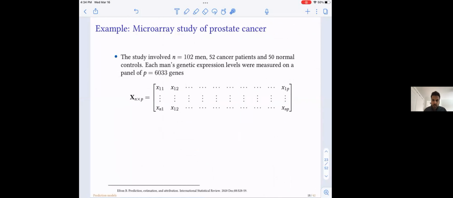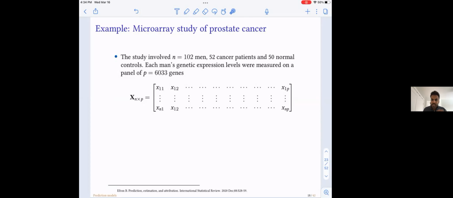So again, in this paper, I'm taking an example from the paper. What he did was he used this microarray study of prostate cancer. In this specific example, what they're doing is measuring the gene expression levels on 6,000 genes in 102 patients, 52 who have cancer and 50 who don't. And again, the idea here is, are there specific genes that might be enriched in cancer patients versus controls?